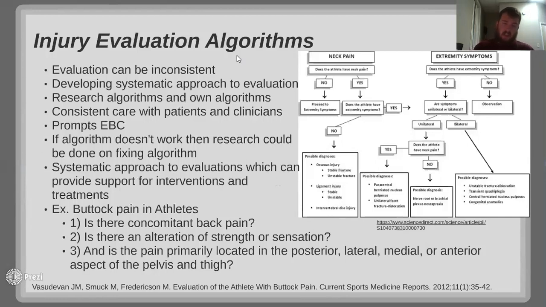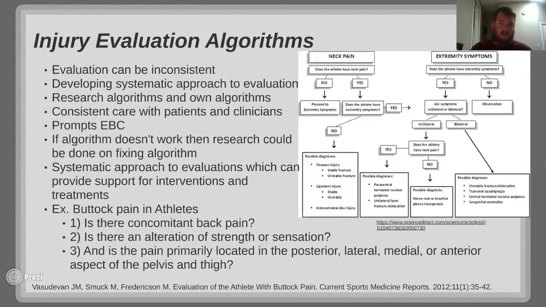I think it also is really good at prompting evidence-based care. If I'm using this algorithm and it doesn't seem to be working, then I can do research on what the problems are with the algorithm, what the problems are with my evaluation, and I can add and adjust things from there. So I think that rather than just saying, I guess I missed that injury, instead developing and continuing to work on my algorithm to continue to improve care will be really beneficial.